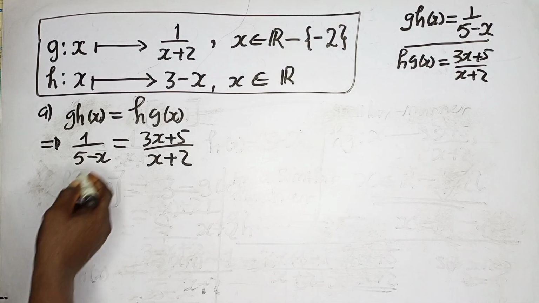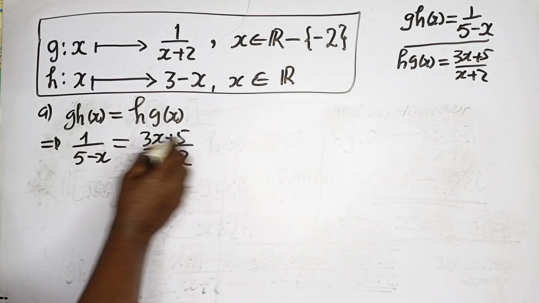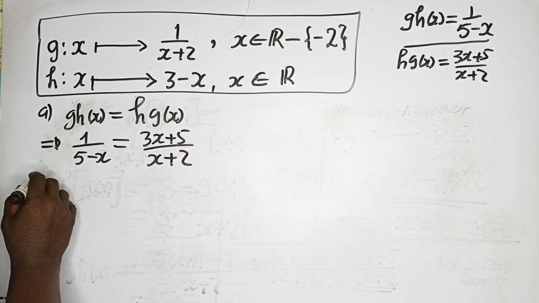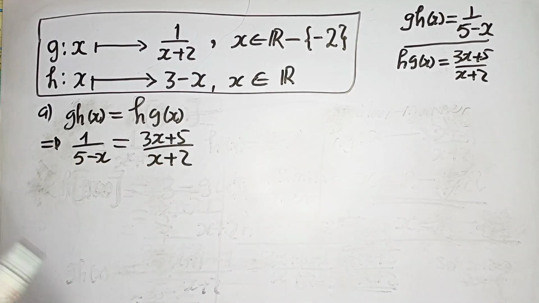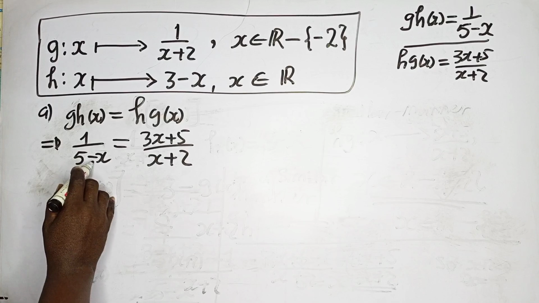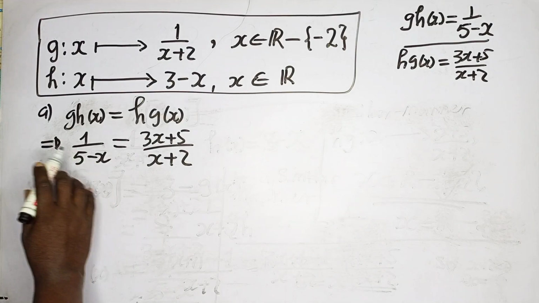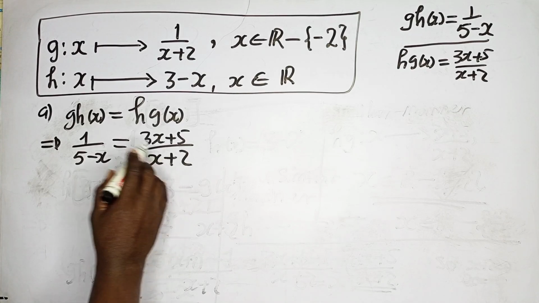For this expression to be well defined, we all know that this denominator should not be 0 and this denominator should not be 0. We should take note. For this denominator to be 0, we have to exclude 5, because 5 minus 5 is 0. For this denominator to be 0, we have to exclude negative 2, because negative 2 plus 2 is 0.